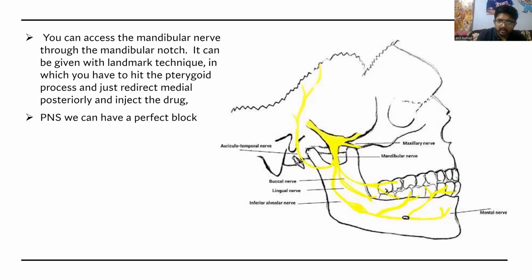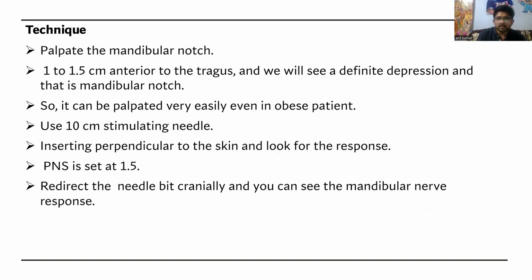First of all, you must identify the coronoid notch. It is between the condylar and the coronoid process of the mandible. It's easily identifiable even in obese patients, by asking them to open the mouth, and you will find a little bit of depression. That is the coronoid notch. 1 to 1.5 centimeter anterior to the tragus, we will see a little bit of depression. It is the coronoid notch or mandibular notch. You should palpate it even in obese patients.